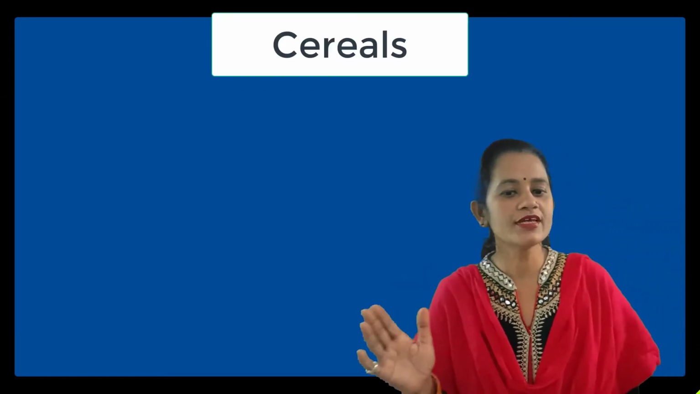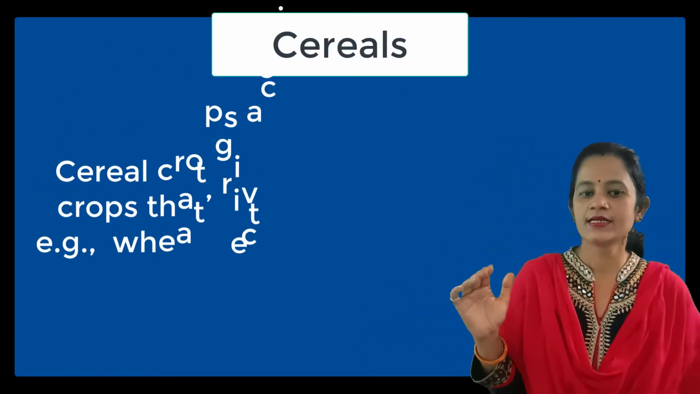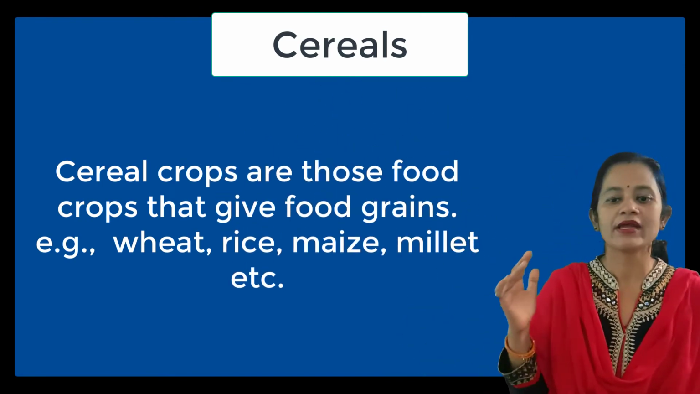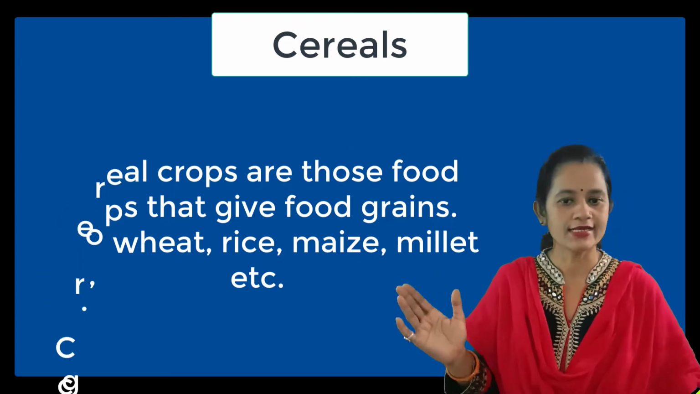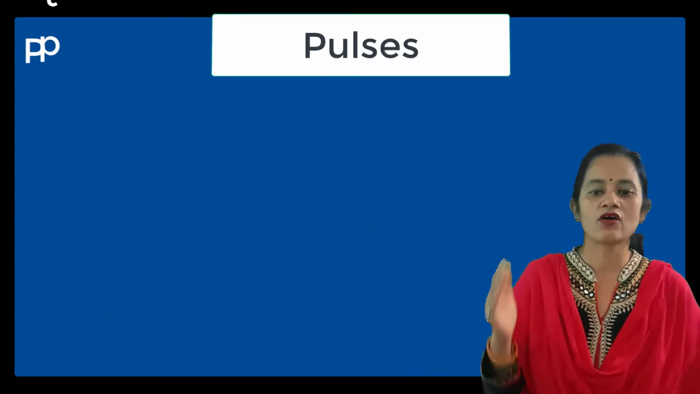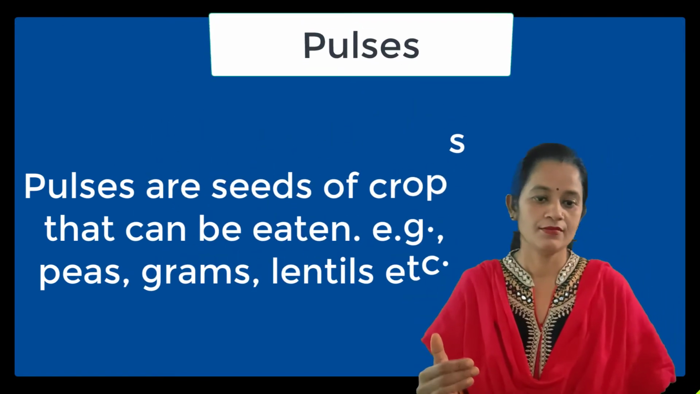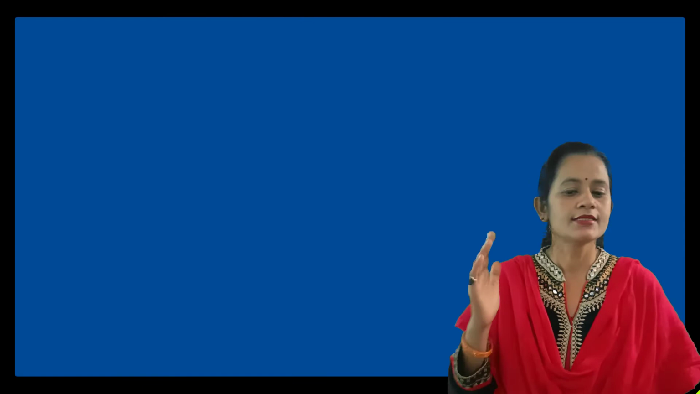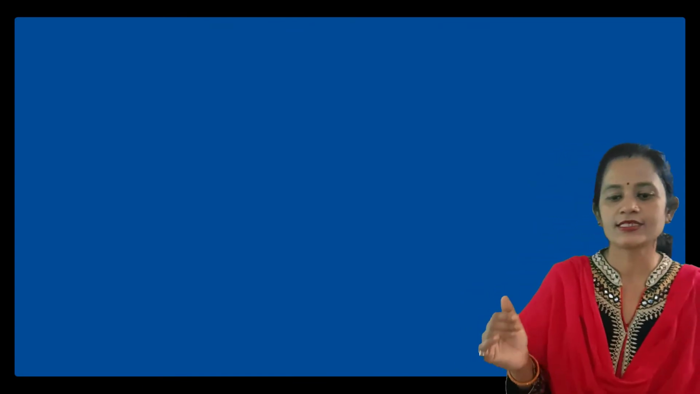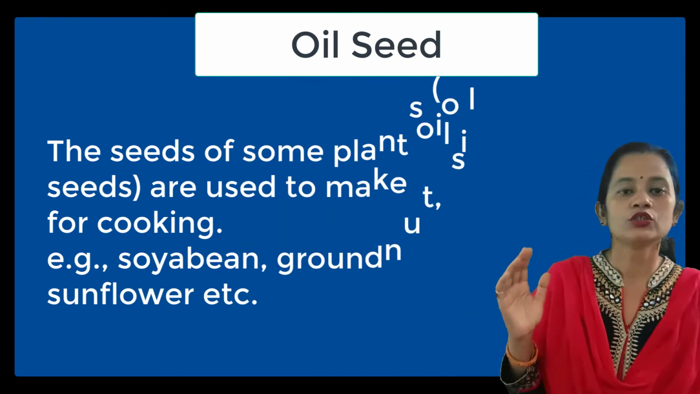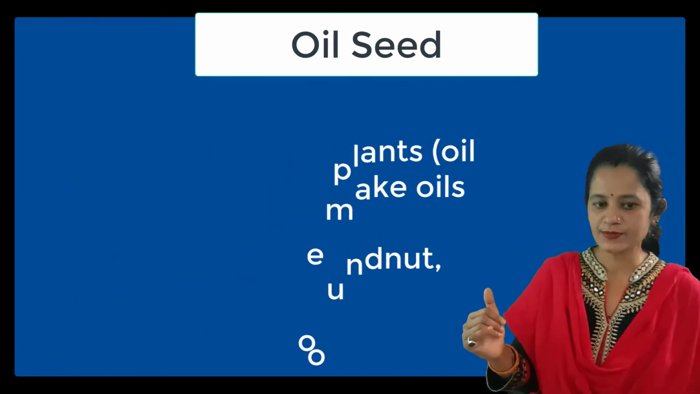Cereals. Cereal crops are those food crops that give food grains which can be eaten or used to make flour, that is wheat, rice, maize, millet, etc. Pulses are seeds of crops that can be eaten, that is peas, grams, lentils, etc. The seeds of some plants such as oil seeds are used to make oils for cooking. So all these type of crops contain different nutrients.